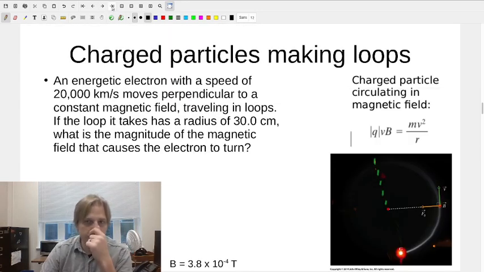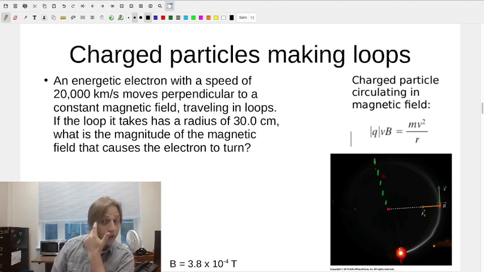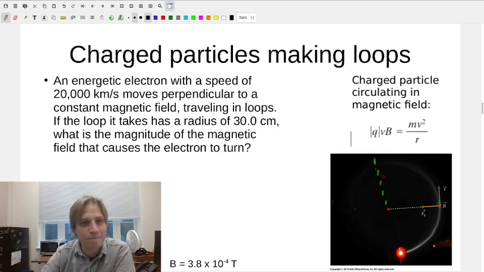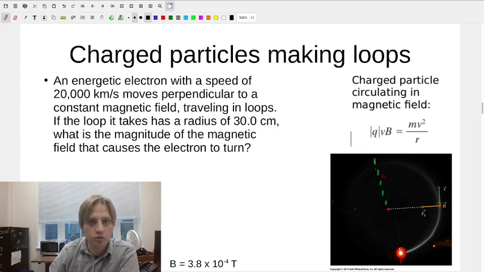Okay, last one on these magnetic forces. You'll remember that if we have a particle with its velocity perpendicular to that of the magnetic field, it will cause the particle to move in a loop. And I brought the apparatus in class to show you that. In this case, we have a situation where we have an energetic electron with a speed of 20,000 kilometers per second. Woof. So very fast.